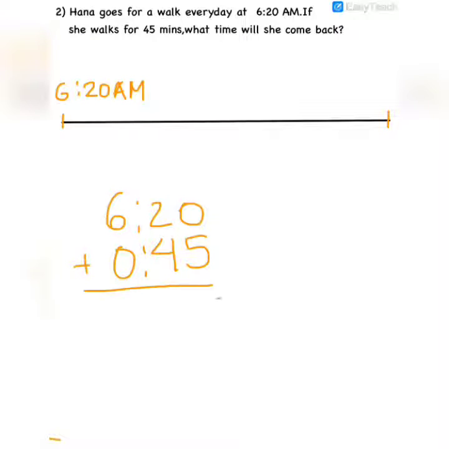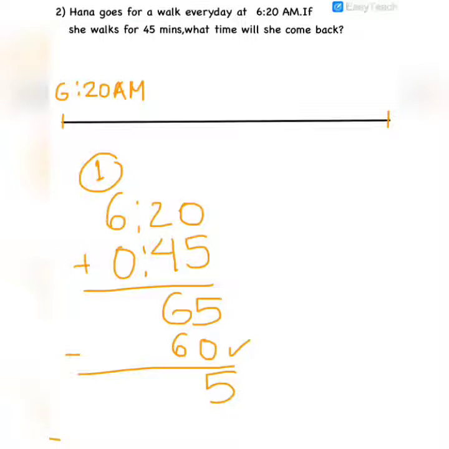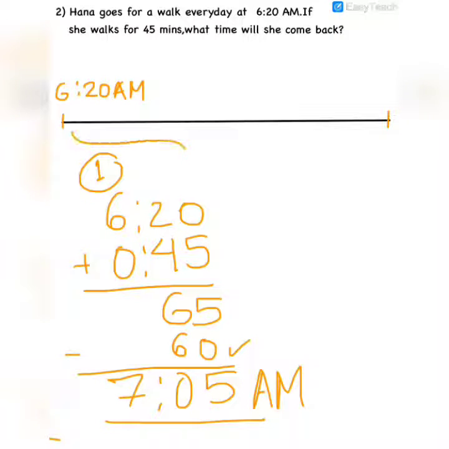Okay, so how much will we get? We will get 65 minutes here. And as we've discussed earlier, in the minutes section we cannot have any number greater than 59. So we will subtract 60 from it. 5 minutes are left. And this 60 goes in the hours column as a carry. So this becomes 7. So we have 7 hours and 5 minutes, 7:05 a.m. So after 45 minutes, the time is going to be 7:05 a.m.